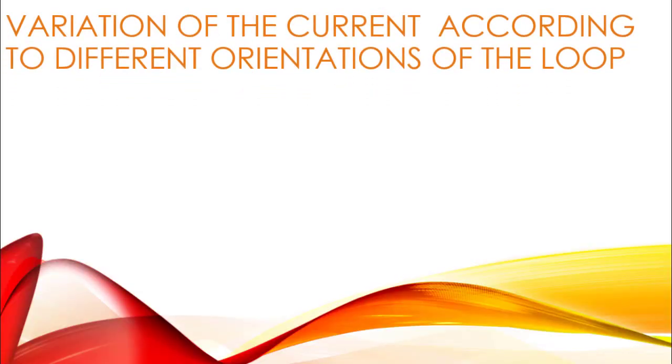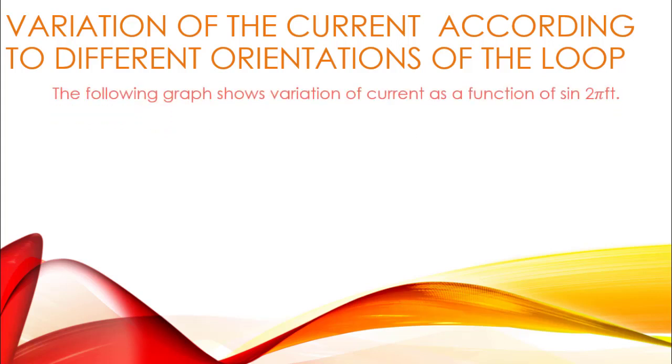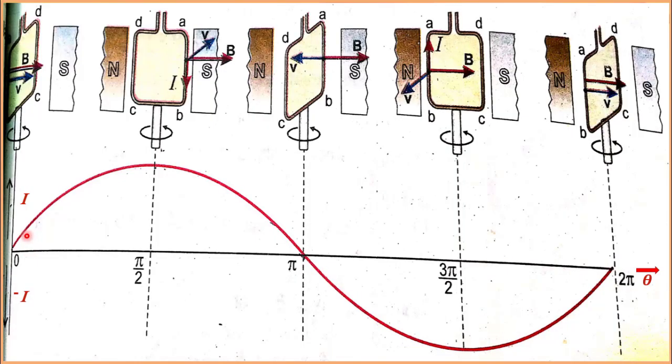Variation of current according to different orientations of the loop inside the magnetic field. We are going to discuss a graph which shows variation of alternating current as a function of sine of 2 pi ft. We have drawn a graph between the current and the angle theta.